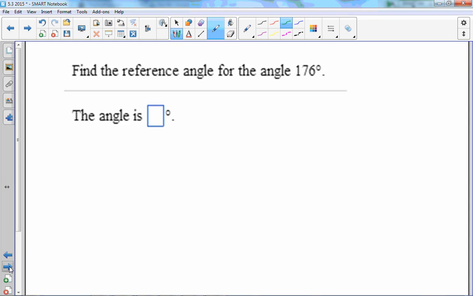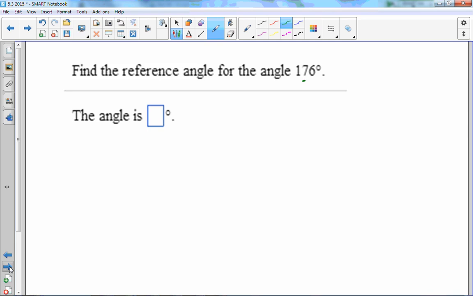Now, reference angles. This is the only time that we use reference angles in here, just to answer a reference angle question. We did these a long time ago, like 3 weeks ago or something. Now remember the rules.